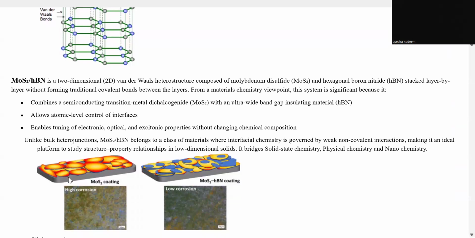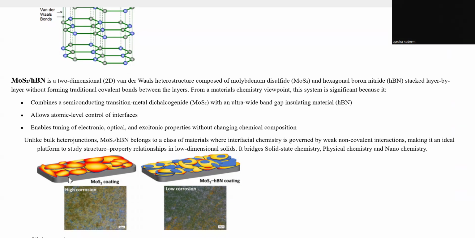Now we will discuss the layering of molybdenum disulfide and hexagonal boron nitride over each other. It is a two-dimensional van der Waals heterostructure composed of molybdenum disulfide and hexagonal boron nitride. They are stacked layer by layer without forming traditional covalent bonds between the layers.